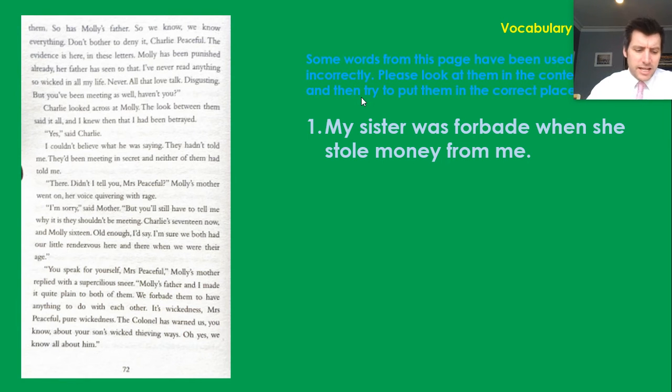I couldn't believe what he was saying. They hadn't told me. They'd been meeting in secret, and neither of them had told me. There, didn't I tell you, Mrs. Peaceful? Molly's mother went on, her voice quivering with rage. I'm sorry, said Mother, but you'll still have to tell me why it is they shouldn't be meeting. Charlie's 17 now, and Molly's 16. Old enough, I'd say. I'm sure we both had our little rendezvous here and there when we were their age.